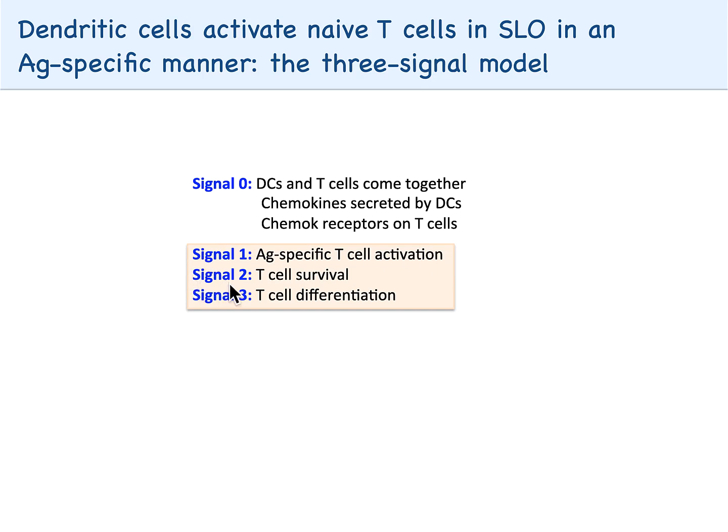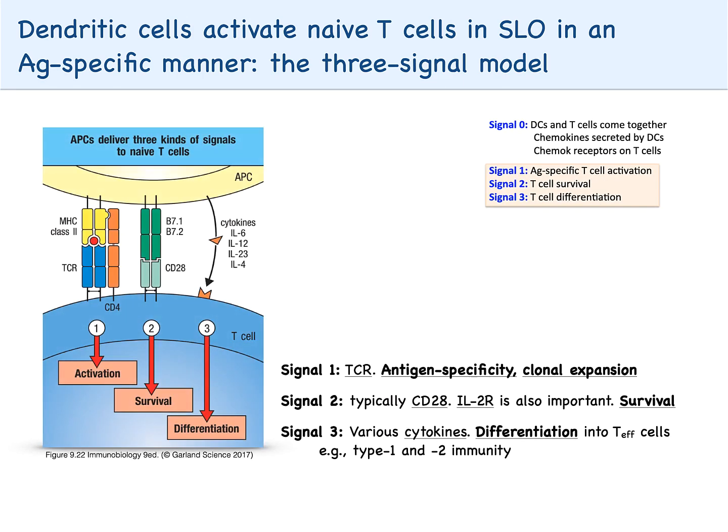At the same time, there is a signal 2 that gives a T cell survival advantage, and there is a signal 3 probably coming a little bit later when the dendritic cell is expressing cytokines that will help in T cell differentiation. So let's look at these processes a little bit more in detail. So here you have the antigen presenting cell, in this case the dendritic cell, and here you have the T cell. This is a CD4 T cell because here there is MHC class 2 and CD4. And the T cell receptor.